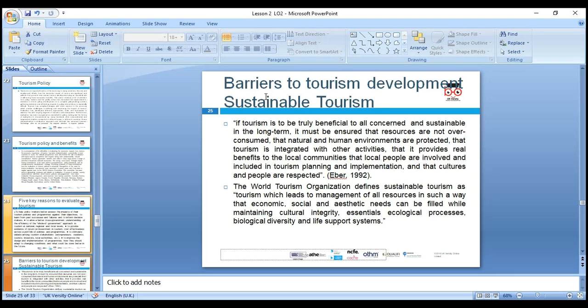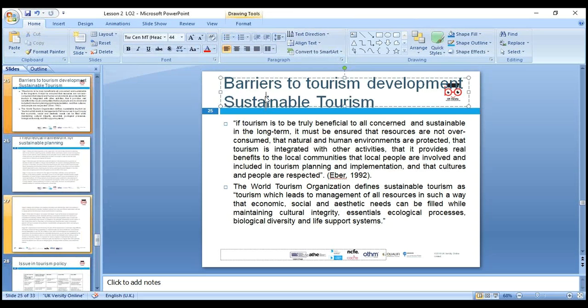Tourism is integrated with other activities like manufacturing, textile, and all. You need to make sure where the tourists are coming from so you can create and manufacture things accordingly. Include the tourism policies in implementation, and ensure the culture and people are respected.